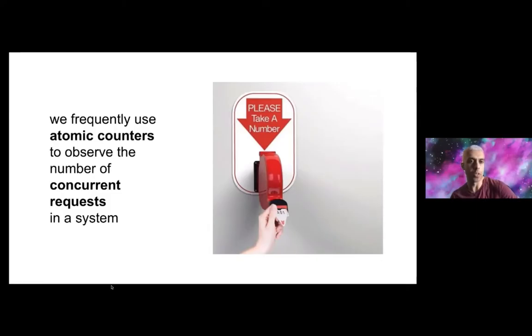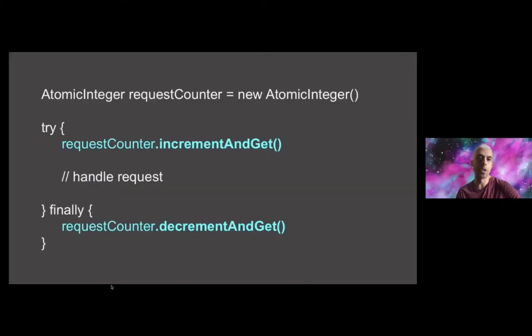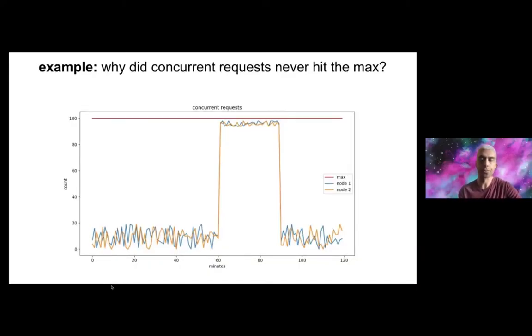And so one example of this is we frequently use atomic counters to observe the number of concurrent requests in a system. And in particular, I'm talking about like an HTTP service of some sort. So you have an atomic integer, just for example, you have a try block, you do an increment and get, you do whatever work the request does, then you have a decrement and get and a finally block afterwards. And so I want to talk about an example here of concurrent requests.